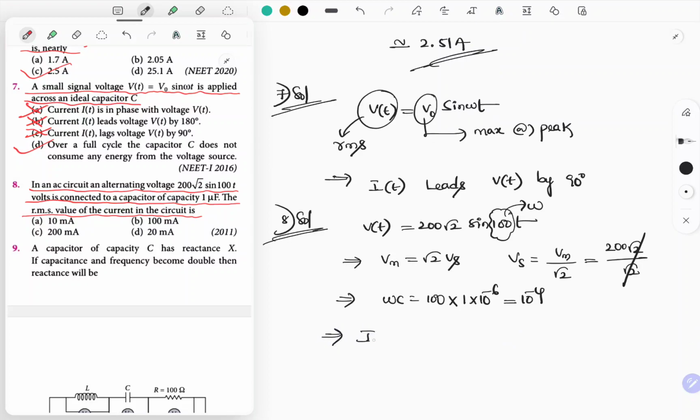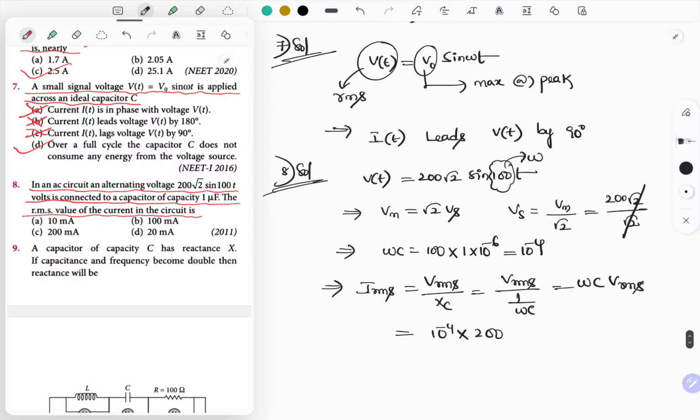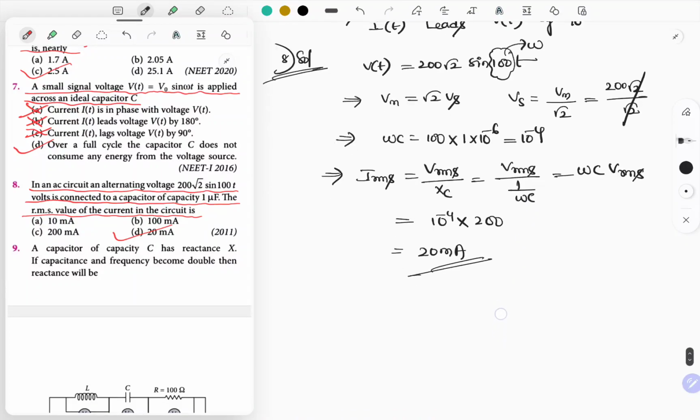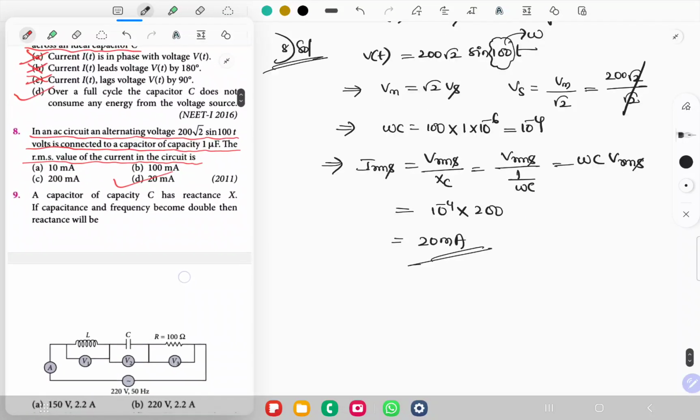So IRMS is equal to VRMS divided by XC, where XC is 1 by omega C. So IRMS is equal to omega C into VRMS, where omega C is 10 power minus 4 and VRMS is 200. Which option is suitable here? The zeros will get cancelled. The answer 20 milliamperes is the suitable answer. Option D is the correct answer for this question. Got it? Next, let's move on to the next one.